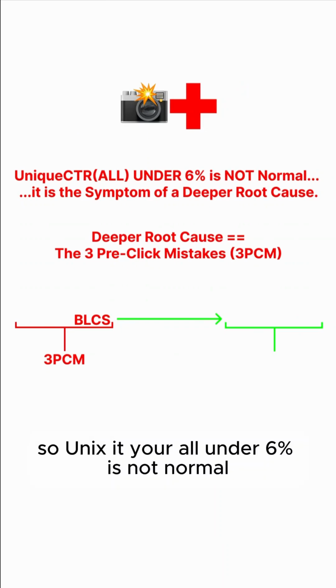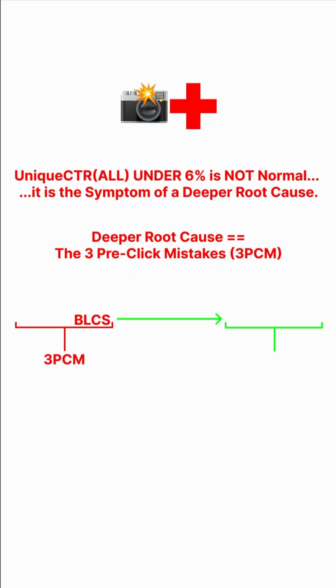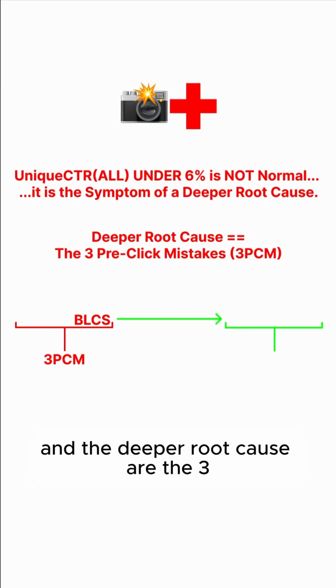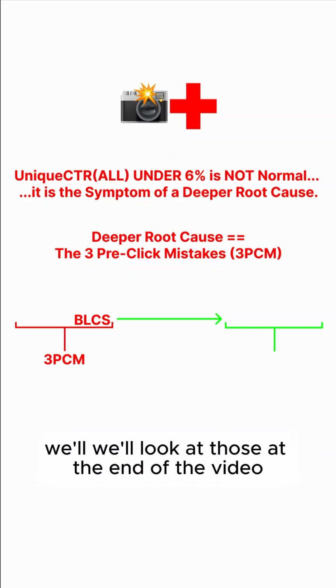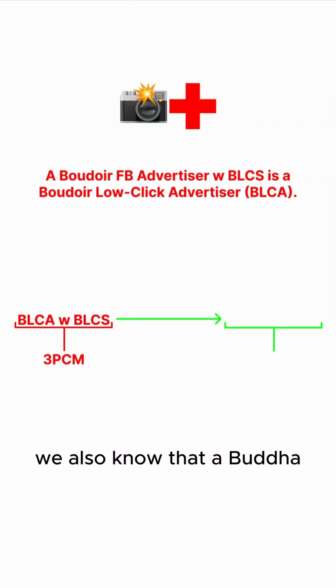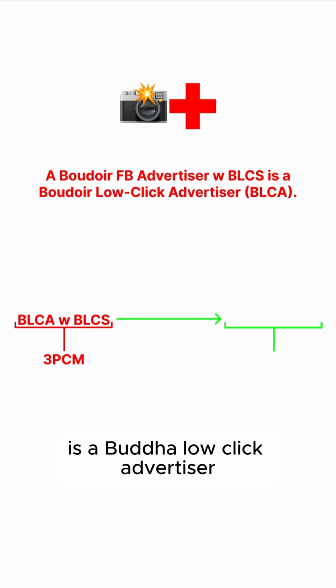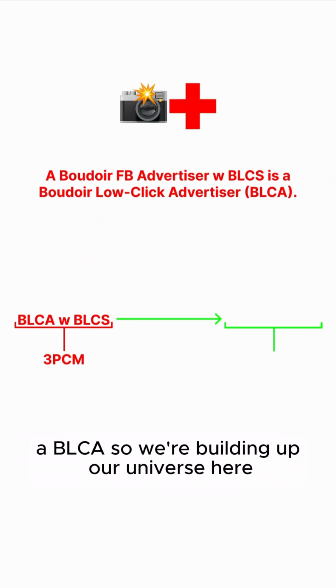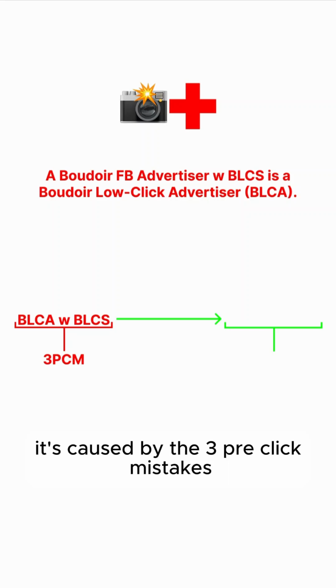So unique CTR under 6% is not normal, it is the symptom of a deeper root cause. And that deeper root cause is the three pre-click mistakes. We'll look at those at the end of the video. We also know that a boudoir Facebook advertiser with BLCS is a boudoir low-click advertiser, a BLCA. So we're building up our universe here. We've got our BLCA with BLCS, and it's caused by the three pre-click mistakes.